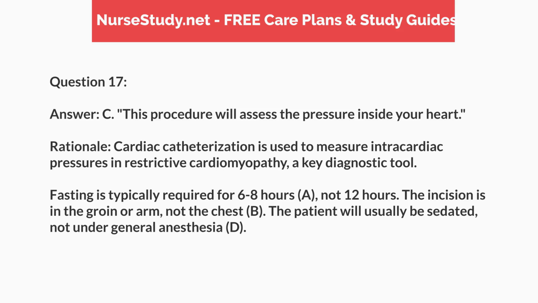Rationale: cardiac catheterization is used to measure intracardiac pressures in restrictive cardiomyopathy, a key diagnostic tool. Fasting is typically required for 6 to 8 hours, A, not 12 hours. The incision is in the groin or arm, not the chest, B. The patient will usually be sedated, not under general anesthesia, D.